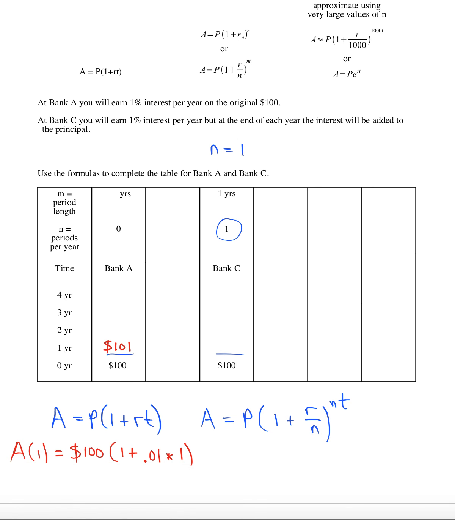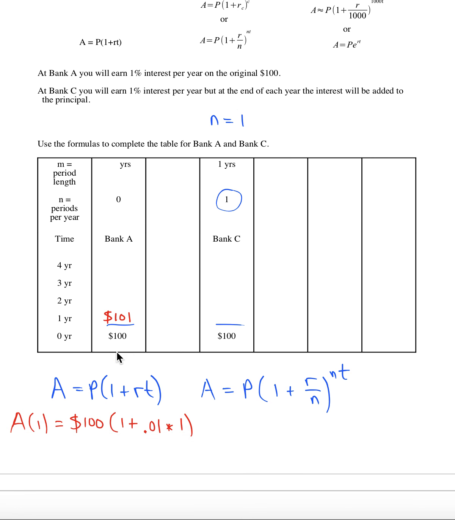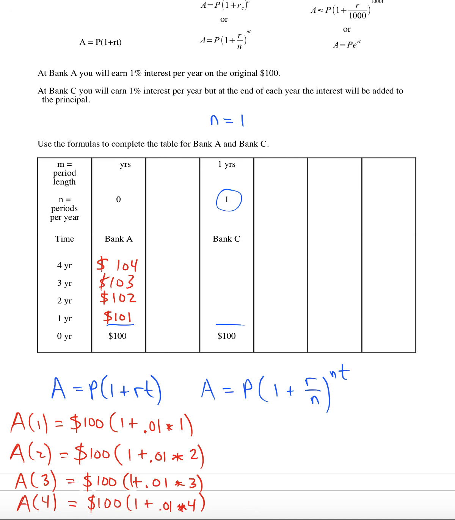Okay, and then we just want to be able to go through and change up the inputs. Do the second year. Keep the interest rate the same. Do 1.01 times 2. And make sure that you can enter this into your scientific calculator and get the same answers that I'm getting. All right, that's just the simple interest formula.